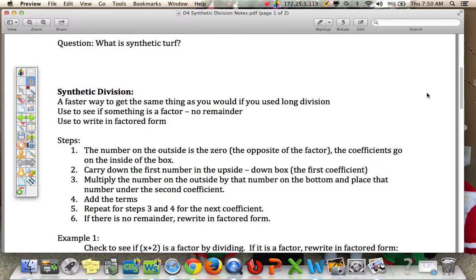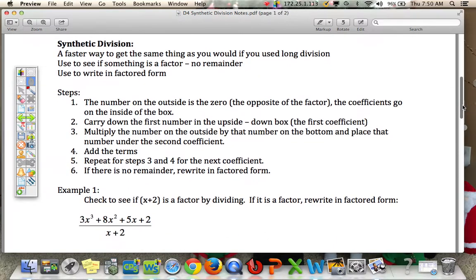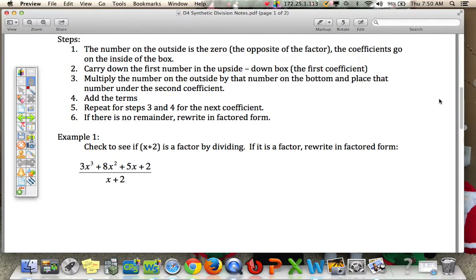Here are the steps, and we'll keep referring back to this to do our problem here. So the first step is the number on the outside is the 0, the opposite of the factor, and the coefficients go on the inside of the box, and it's kind of a half box here.